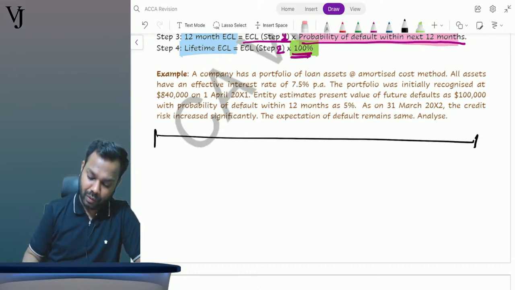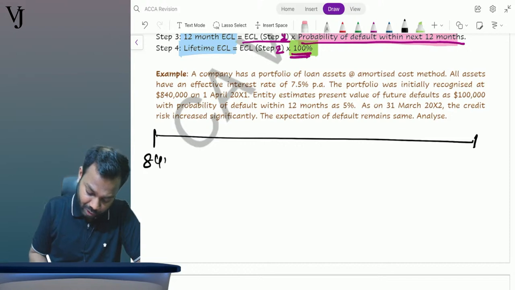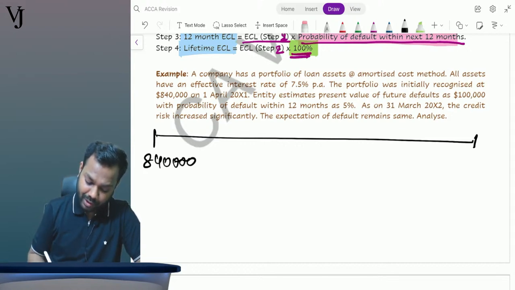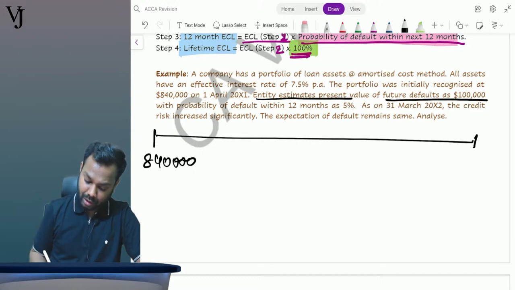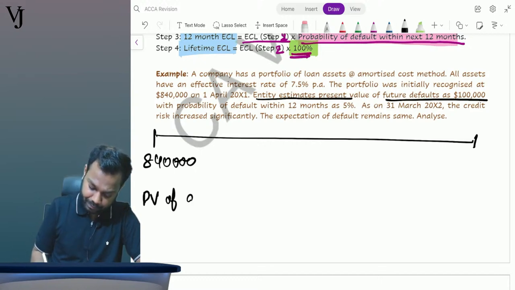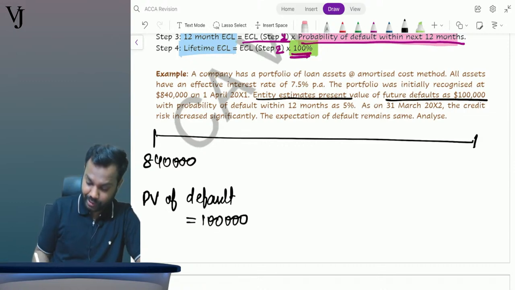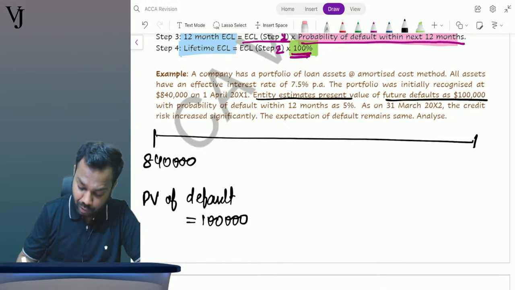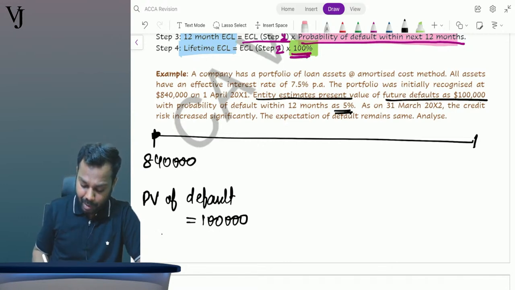That company has a portfolio of loan assets at amortized cost method. All assets have an effective interest rate of 7.5% per annum. The portfolio was initially recognized at 840,000. On 1st April 2021, the entity estimates the present value of the future defaults is 100,000, with probability of default as 5%. Is the question saying that on this date there is a significant risk? No. And the probability of default is 5%.